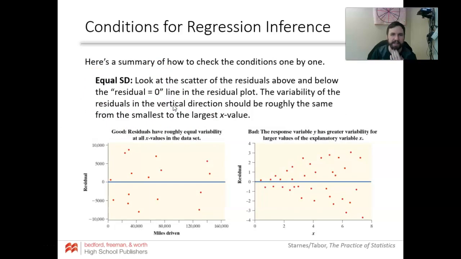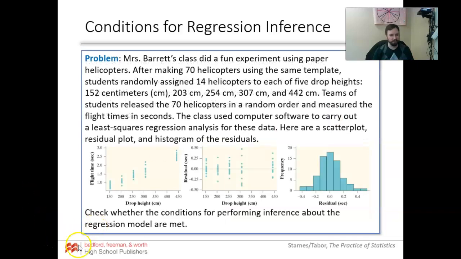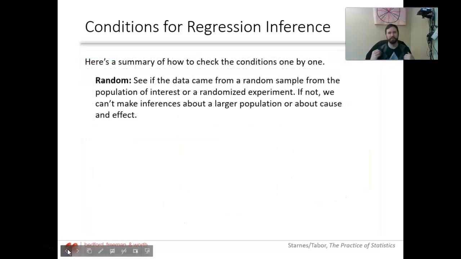Equal standard deviation. What that means is the standard deviation at any point on the line is about the same as any other point. Like a good one, the standard deviation early on in the x values is about the same as later on. This one's bad because the standard deviations are very small and then over time they get larger. So there's something wrong with your model. It doesn't fit the data well. This one fits the data well because they're equally varied at any point. And random. Was it a random sample? We've done that a million times.